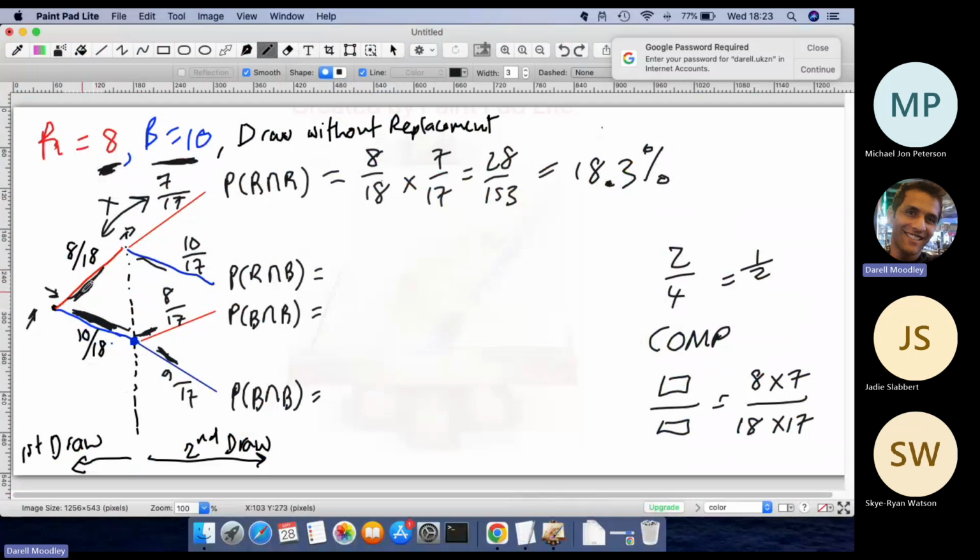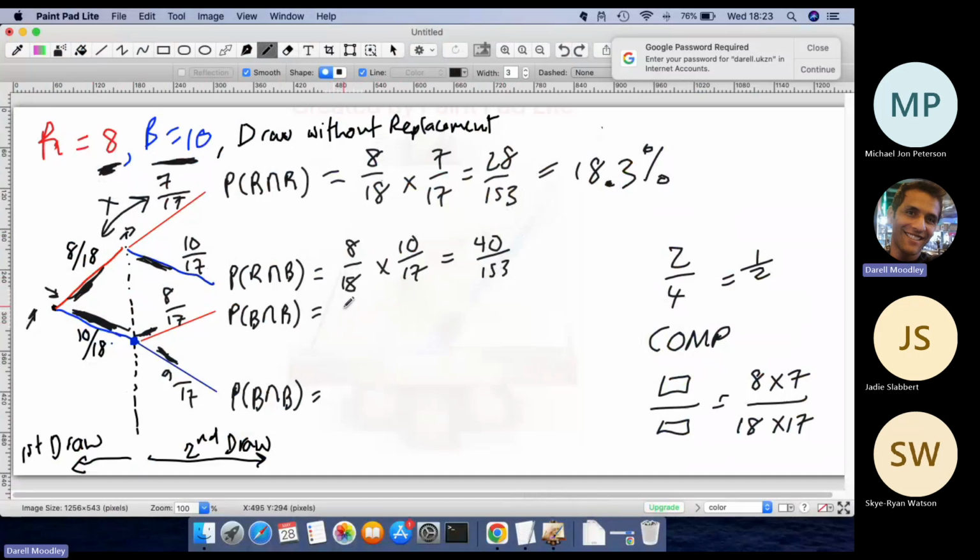So we have a red first and a blue second. So you follow this path and you take the probabilities, which is 8 over 18 times 10 over 17. And that will give you 40 over 153. The next one will be the same value.